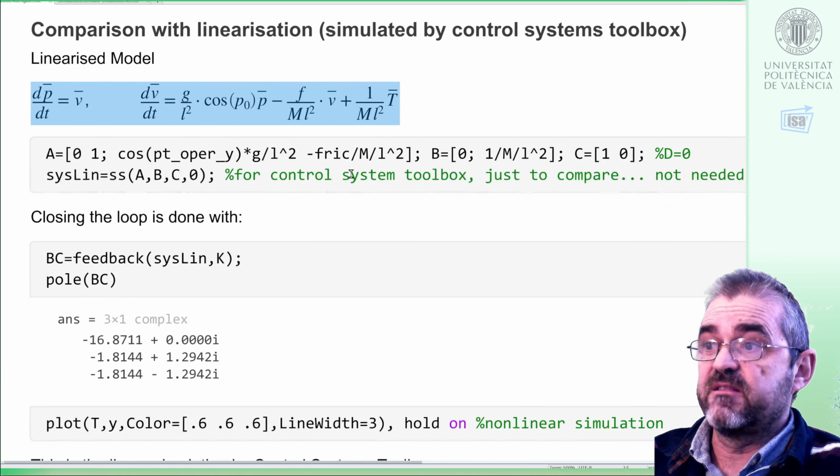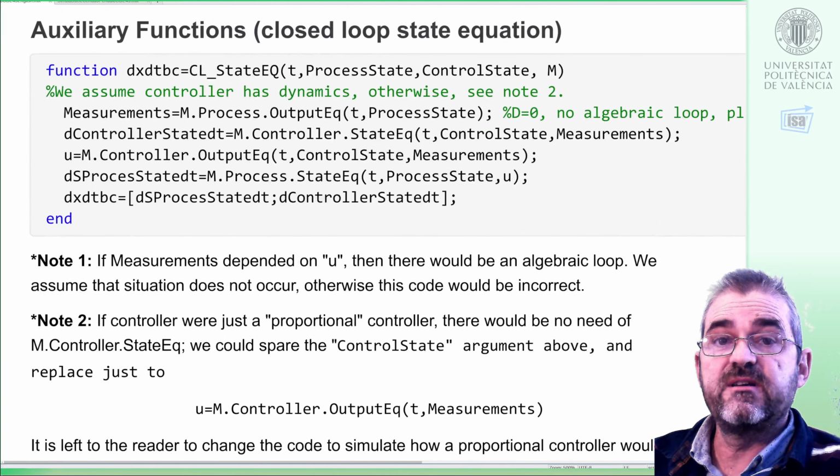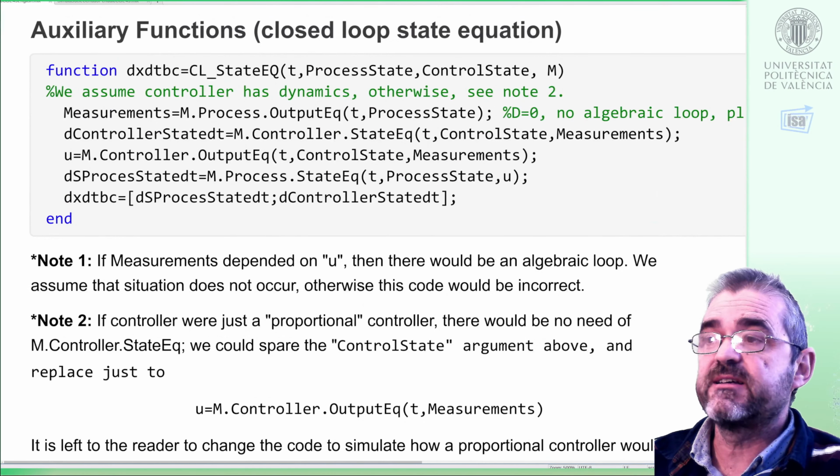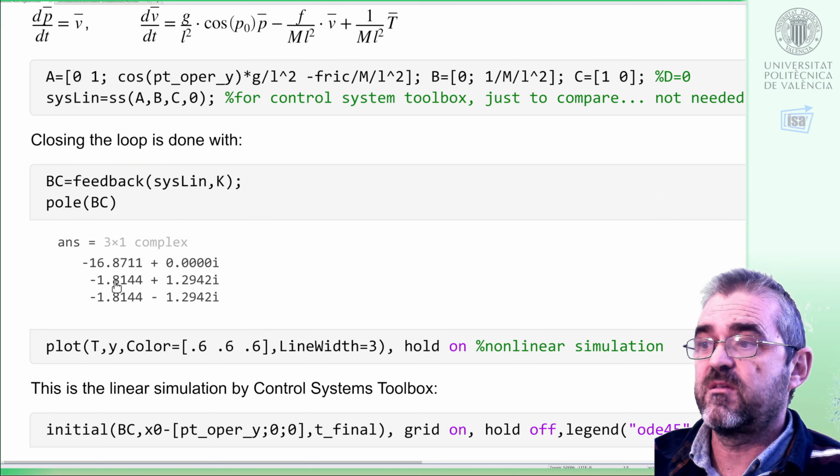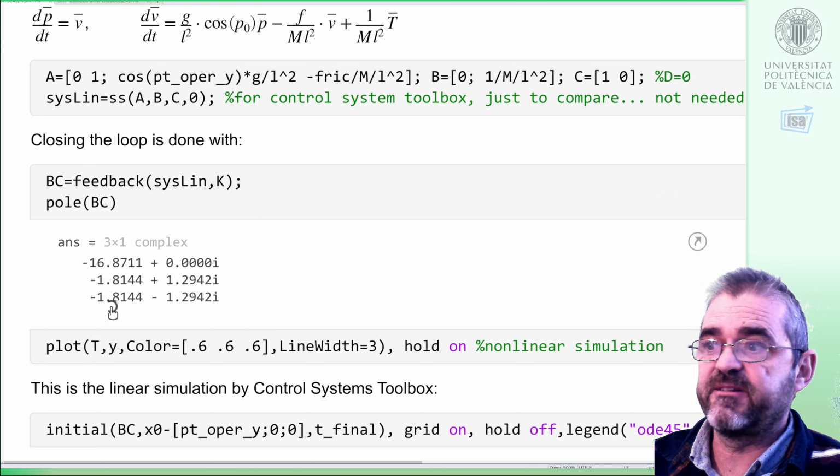Then the feedback interconnection that we did here in a generic nonlinear case: well, if both systems are linear, the feedback command computes this kind of closed loop state and output equations. The poles are stable, with negative real part.